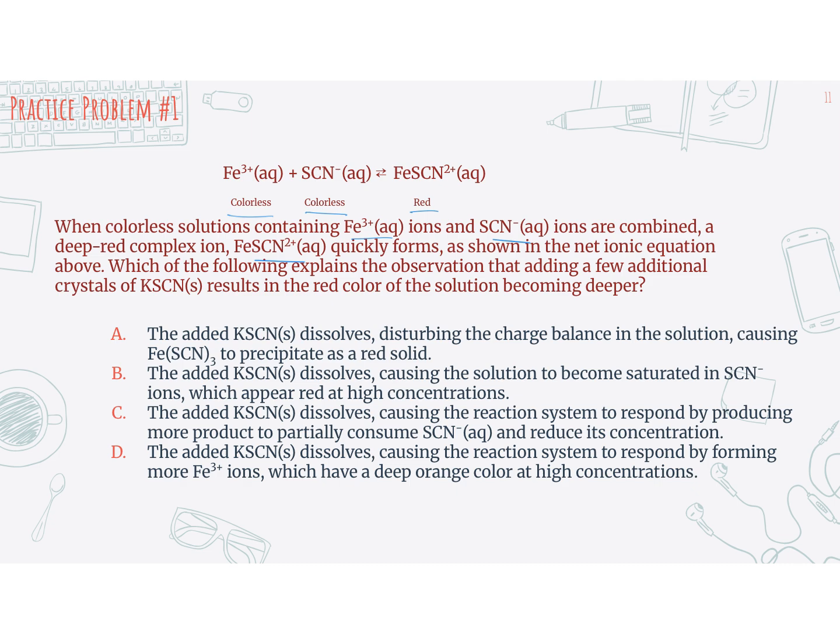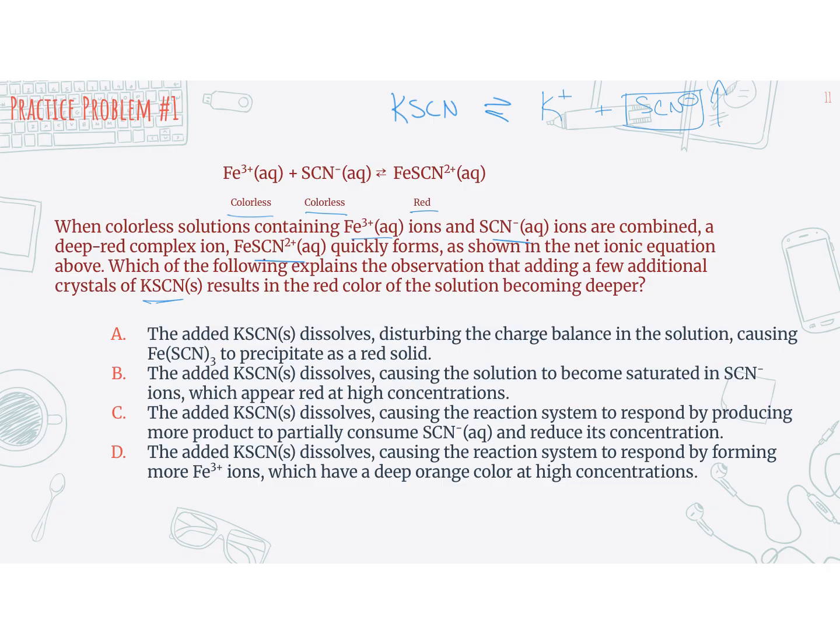So it's asking you which of the following explains the observation when adding a few additional crystals of KSCN results in the red color becoming deeper, right? And so what we're doing is we're adding KSCN. In reality, right, when this dissolves, we're going to form K plus and SCN minus. And so all we're doing is just adding a bunch of this into the reaction. So we need to look at our choices here.